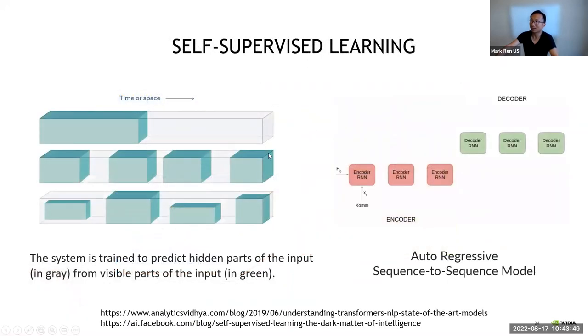This is self-supervised learning. Essentially, it's a system that tries to predict the hidden part of the inputs from the visible part of the inputs. When you say hidden and visible, in the vision framework, it's basically time or space. You have the information of the previous time, but you want to predict the next time. You have information of a partial space, you want to predict another partial space, right? Basically, you divide your data into a hidden part and a visible part, and you build a model to compute from the visible part to the hidden part. That's called self-supervised.